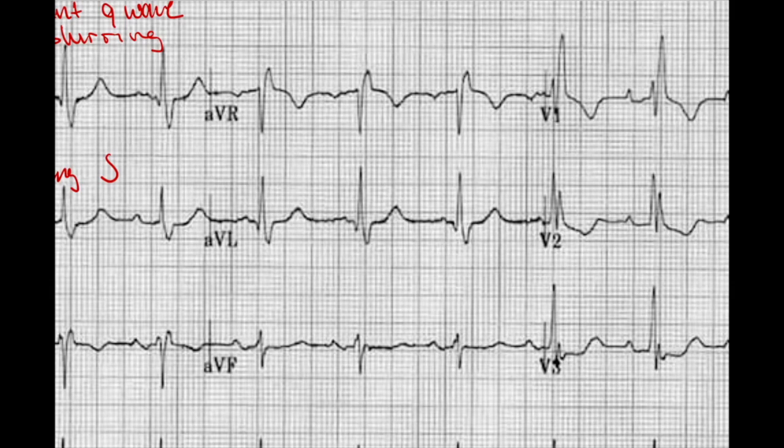Alright, moving on. In aVR, we have the inverted P wave, dominant Q wave, so we have a QR complex, which is fine. Doesn't seem to be any ST elevation or depression. And we have an inverted T wave, which is fine.